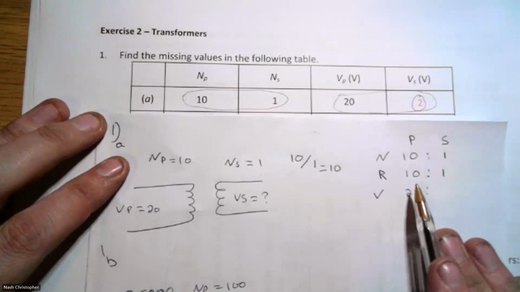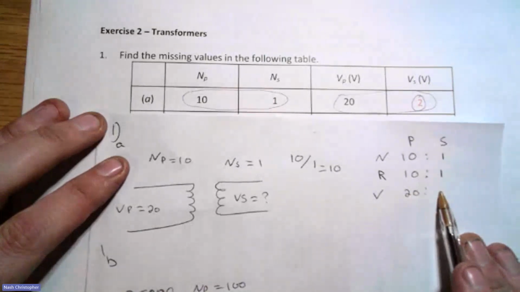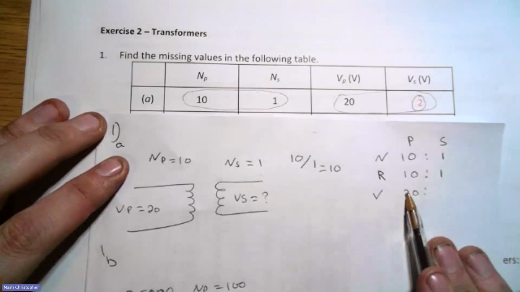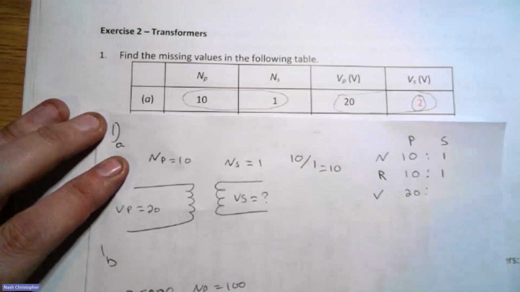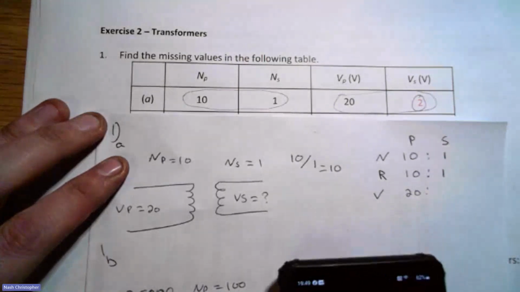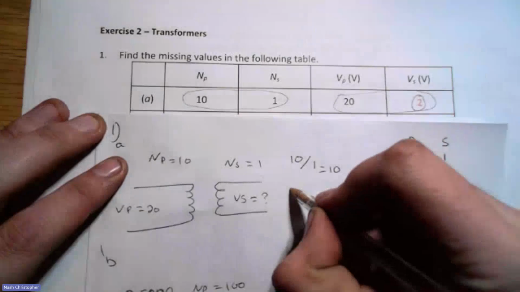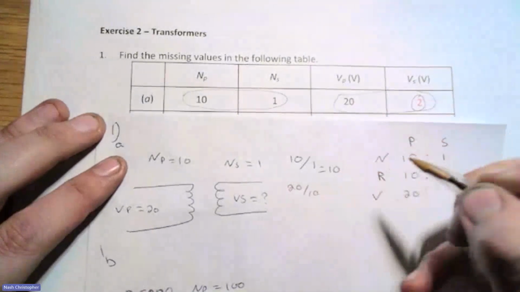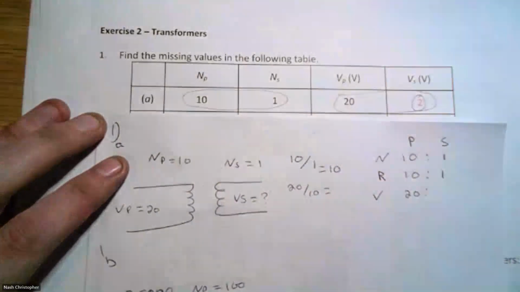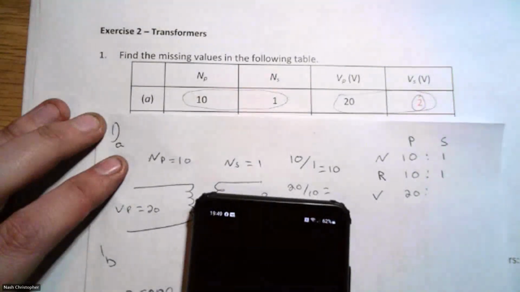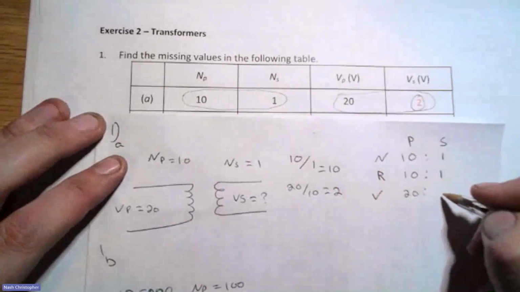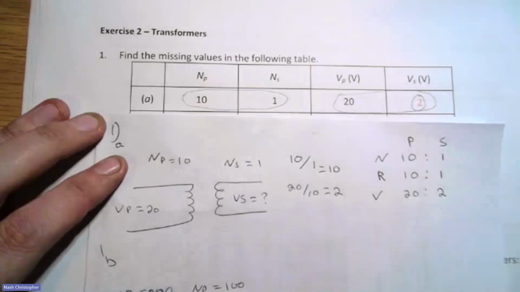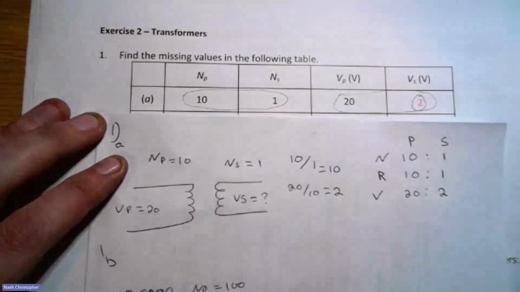So because it's 10 times larger, to get that value, we have to divide whatever we have on that side by 10 to get our value. So in this instance, we would do the 20 divided by the 10, which is 2. So our secondary would be 2 in this example.